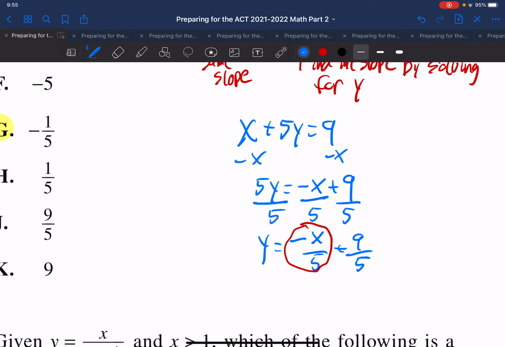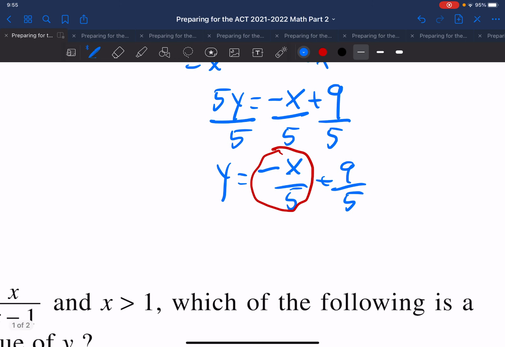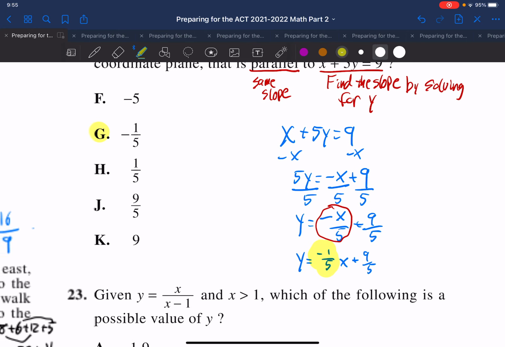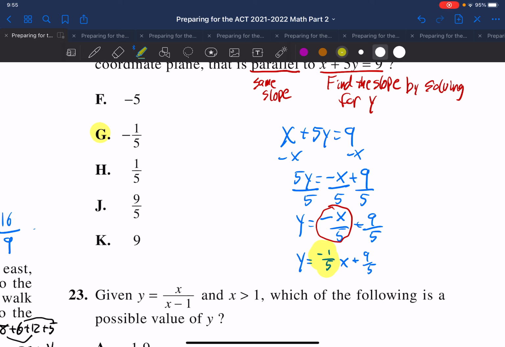And so what I often recommend is don't write it like this. Instead, take the x away, and what's left? Well, you have a negative 1 on top and a 5. Plus 9/5. And so this right here, that is your slope. And since it's the same slope, that is the answer that we are looking for. So the answer is letter G.